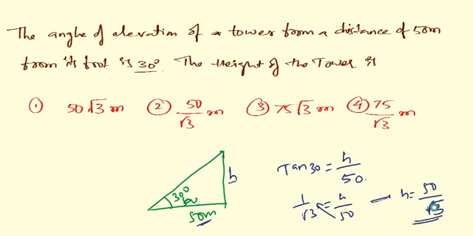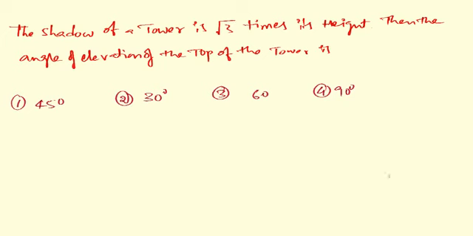Then go through the next problem. A shadow of a tower is root 3 times its height, then the angle of elevation of the top of the tower. In the earlier problem, a side and an angle were given, and you were asked to find another side. Here two sides are given, you are asked to find the angle.